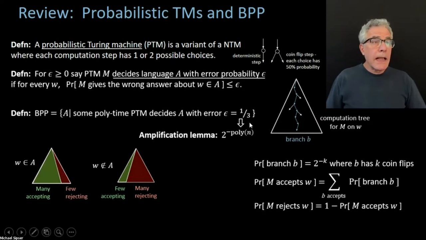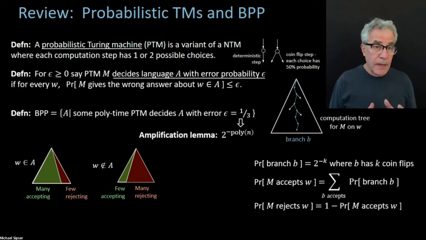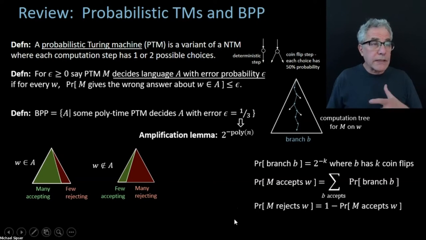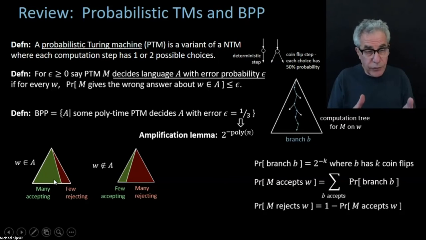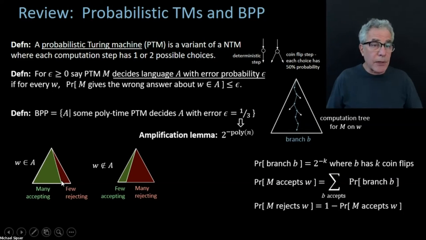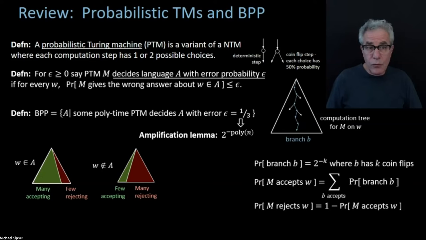And the way I like to think about BPP is in terms of the computation tree of the machine, so that when it's accepting, most of the branches are accepting, weighted by their probability, of course. But most of the branches, so there are many accepting branches when you're accepting and many rejecting branches when you're rejecting. So just another way of saying the same thing.